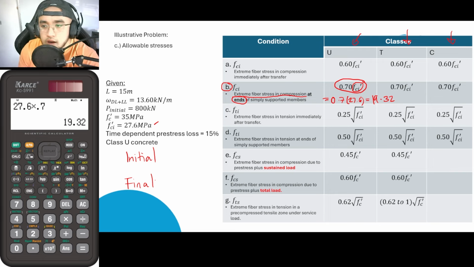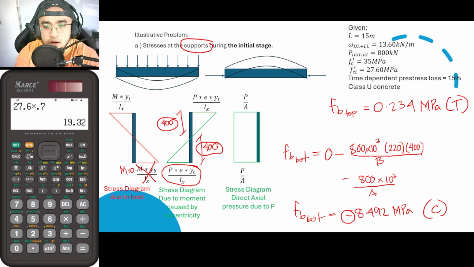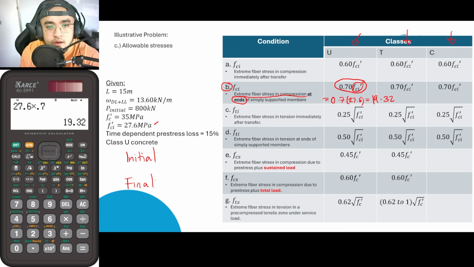Okay, so what about for the tension? Because if you can remember from earlier, not here, but from earlier, aside from compression, we also have a tension part in the initial stage. So going back to our table here, we also need to get the value of FTI. So it is either this one or this one.